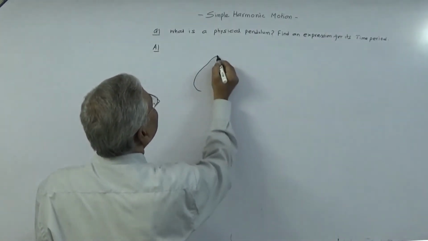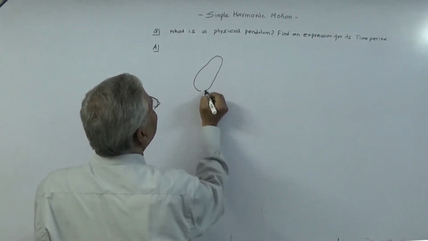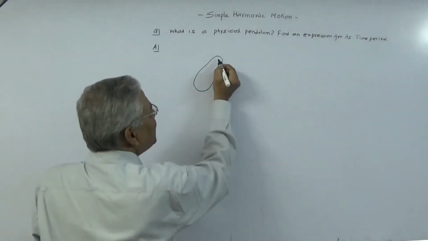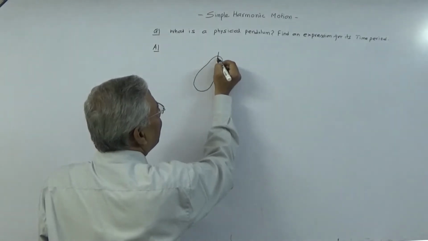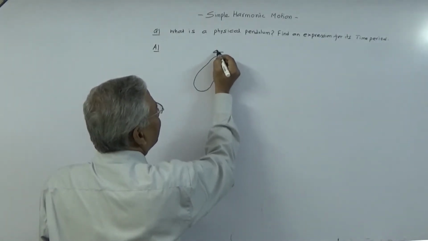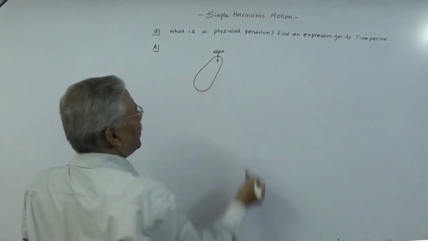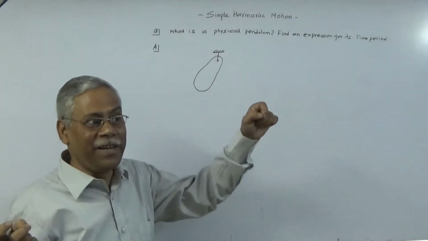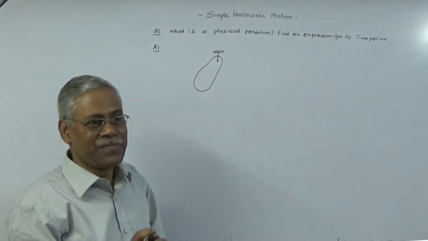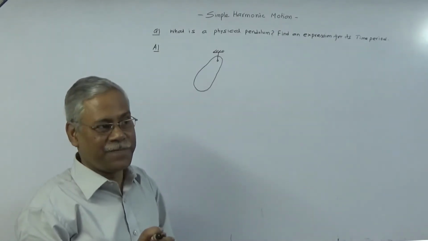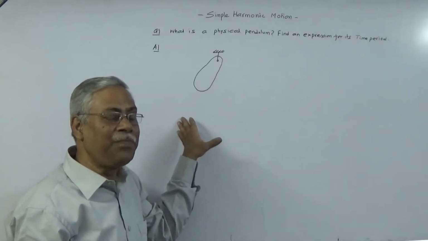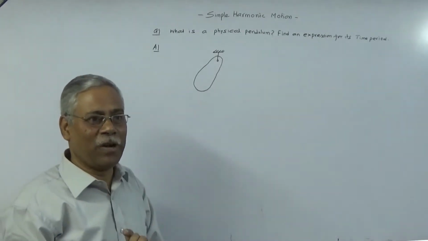I am showing here a rigid body. The body is suspended from this, but that is connected to a string. String is not rigid. From physical pendulum we'll move to simple pendulum.